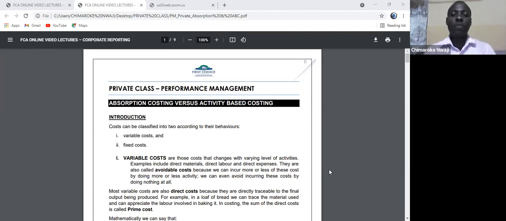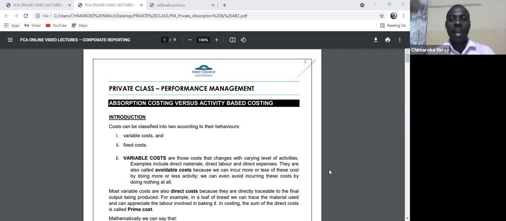And so we have the variable costs and the fixed costs. So how does a variable cost behave? How does the fixed cost behave? Now, variable costs are those costs that change with varying levels of activities. It means that when the level of activity changes its volume, the variable cost will change its magnitude. Examples include direct material, direct labor, and direct expenses.